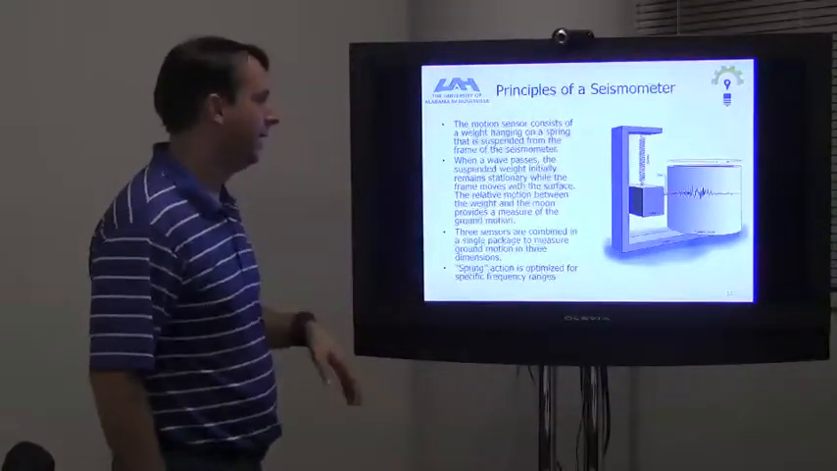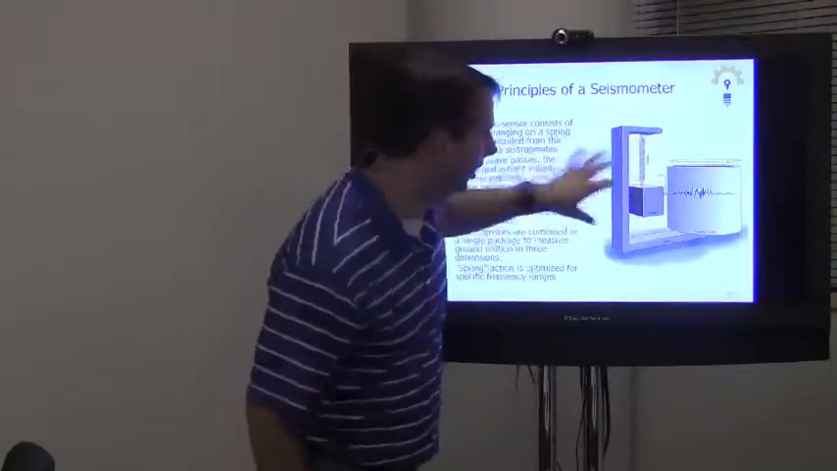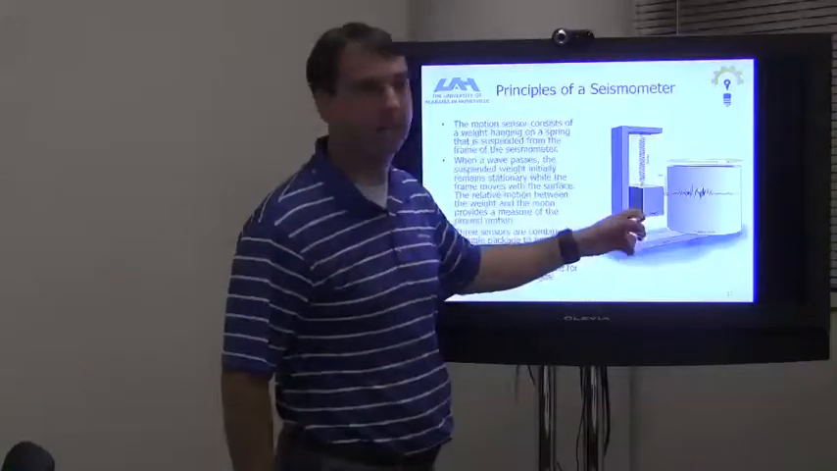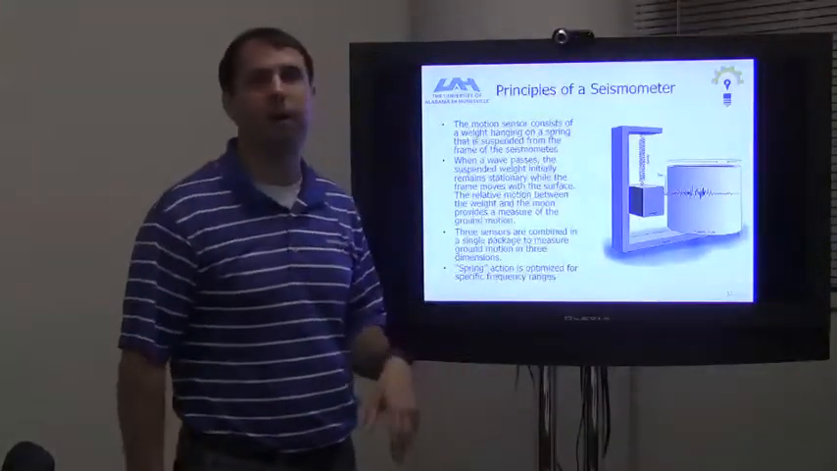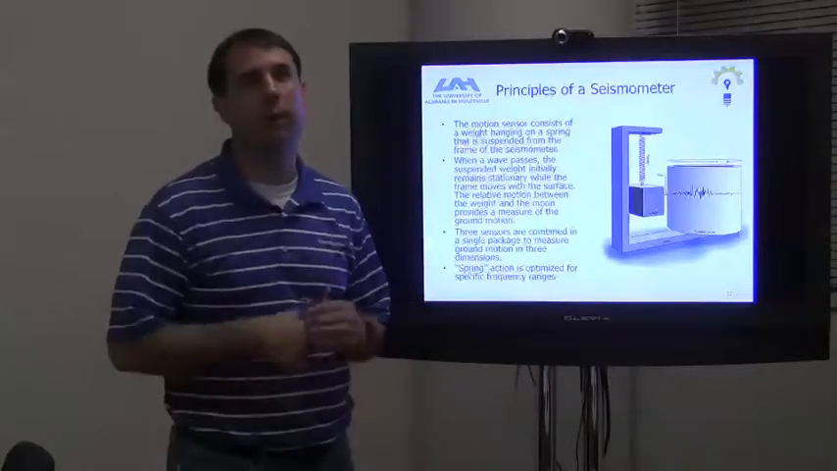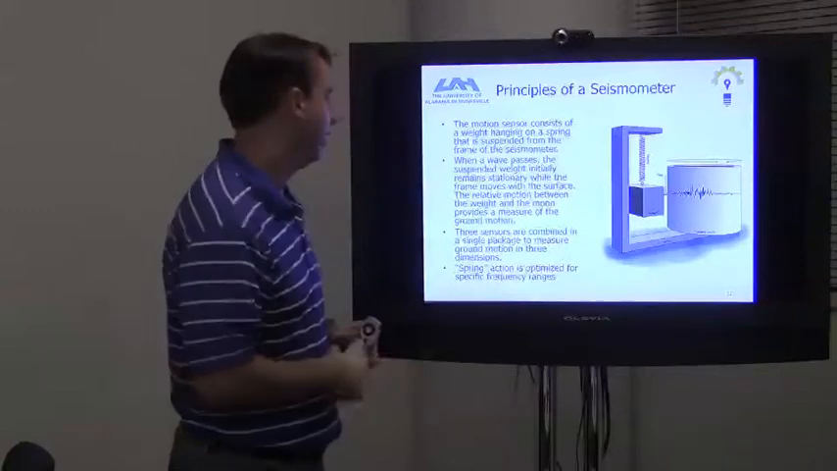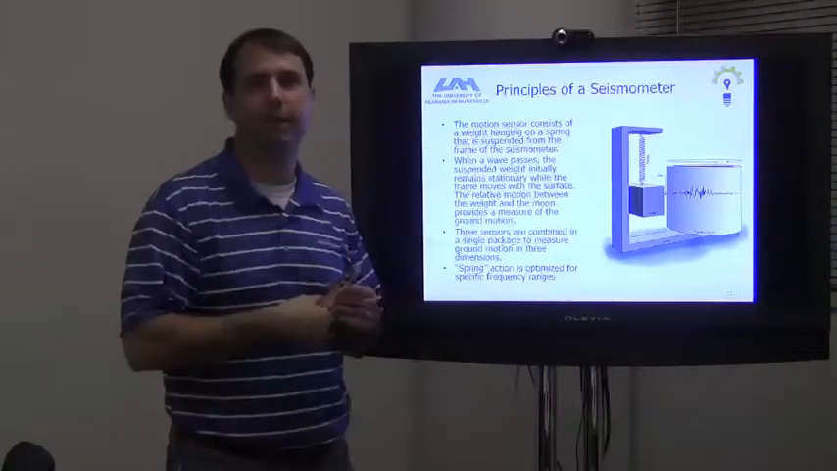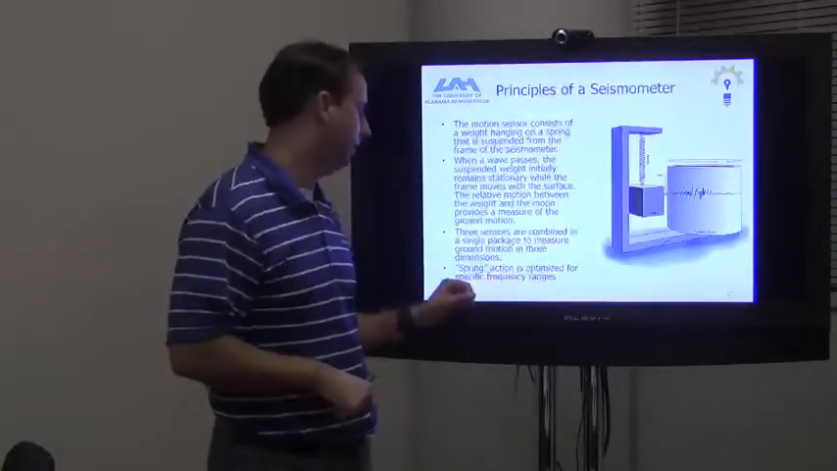Now, this is one-dimensional. If it shook in this direction, this guy wouldn't read it, right? Because it only has one direction. We've got three-dimensional seismometers that we use all the time. So if a quake happens, it can measure in all three dimensions, X, Y, and Z. And it can measure angles between the things. And the spring action is optimized for a specific frequency.